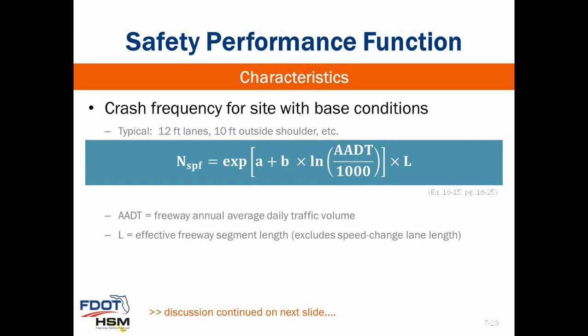It includes the variables A and B, which are regression coefficients that were obtained by fitting the SPF to crash data. The values for these coefficients are provided in the HSM. The SPF also includes a variable for the segment's ADT and length. When this SPF is used for freeway segments, the length that's used is in fact the effective segment length, which excludes the length of any speed change lane that may be adjacent to the segment.